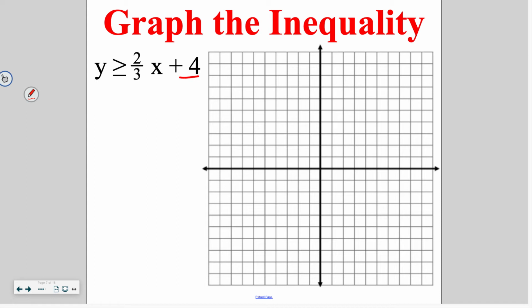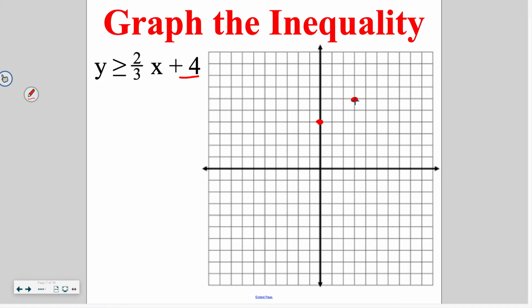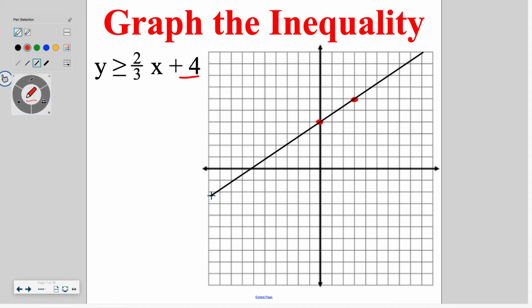This one, our y-intercept value is at positive 4. My slope gives me up 2 and over 3. In this case, I've got a greater than or equal to, so I'm going to graph with a solid line. Because of that equal to part, my answers are included in the boundary line, so that's what the solid line means. It's like having our closed circle when we graphed single variable inequalities. So we've got our line with a solid line because we have the equal to part. We put our arrows on the end.